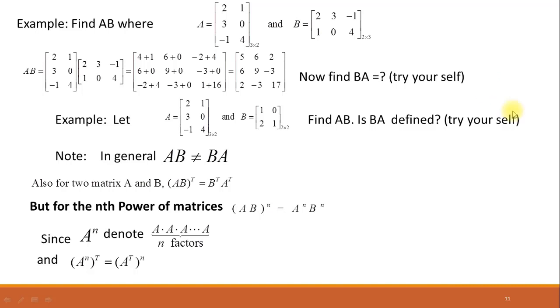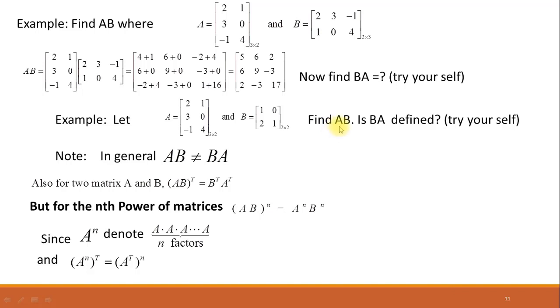First of all, check whether the multiplication BA is possible or not. If the multiplication of BA is possible, then we can multiply it. Similarly, here is another example. This is a matrix A of order 3 by 2 and this is a matrix B of order 2 by 2. Find the multiplication AB.